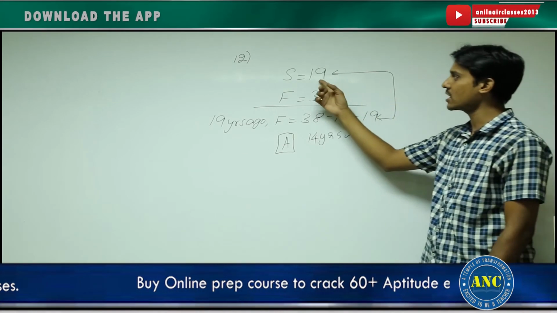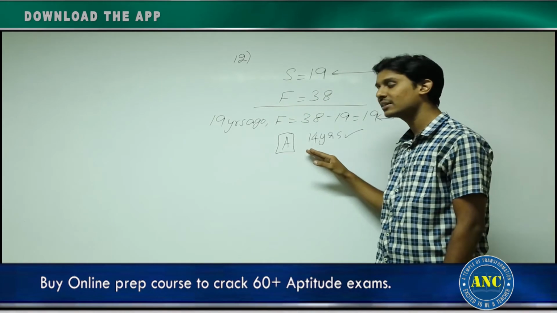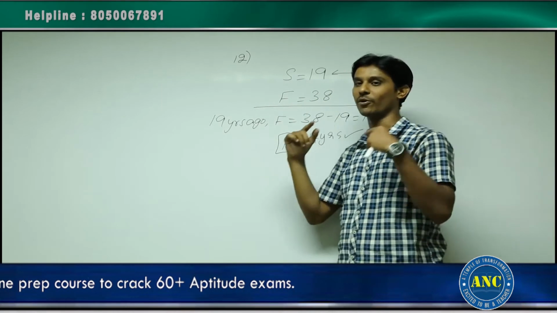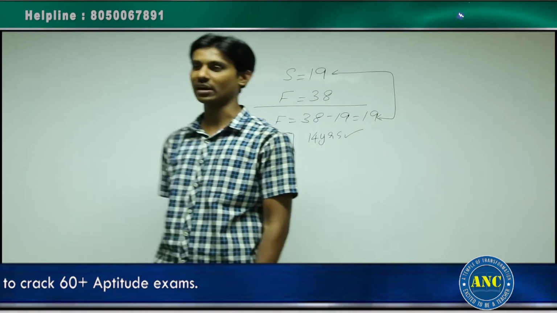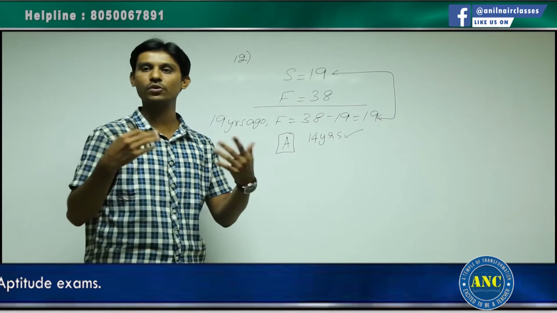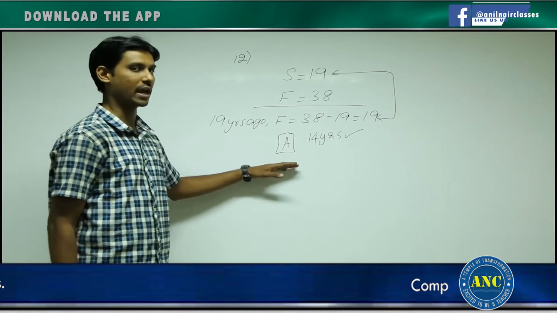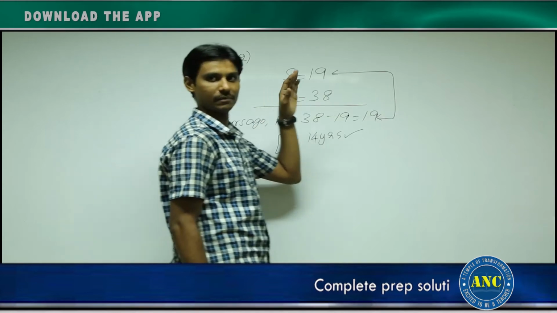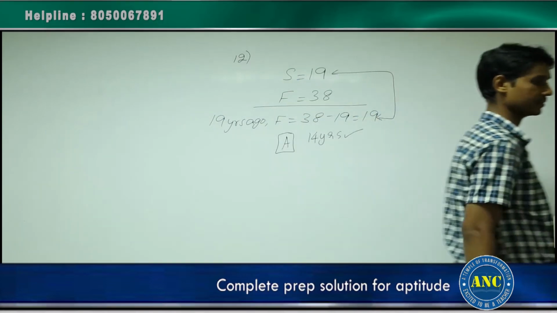Why am I making use of 19? 14 years is the age of the son 5 years before. But why work with the past situation? Let us have the present situation so that confusion will not arise. 5 years before I was 14. Presently I will be 19. Approach clear, right? Please read.